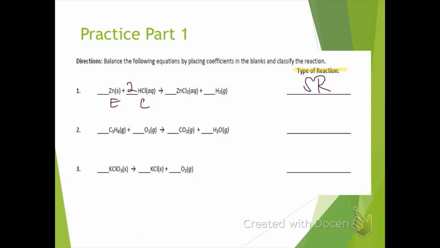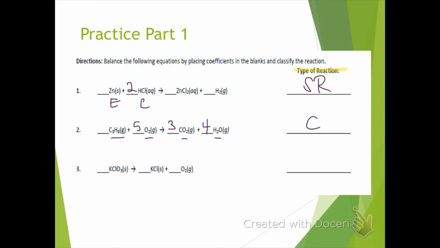If we look at number 2, I have my hydrocarbon plus oxygen. We're forming CO2 and water. That's always combustion. We can go and balance this as well. We need 3 carbons, 8 hydrogens. That gives me a total of 10 oxygens. 5 times 2 is 10.